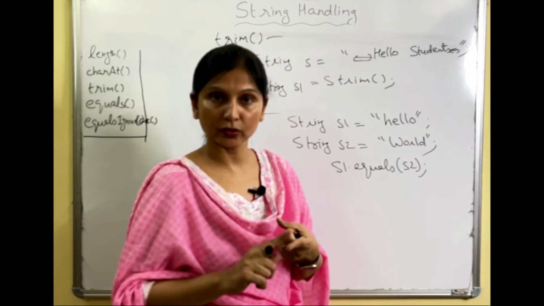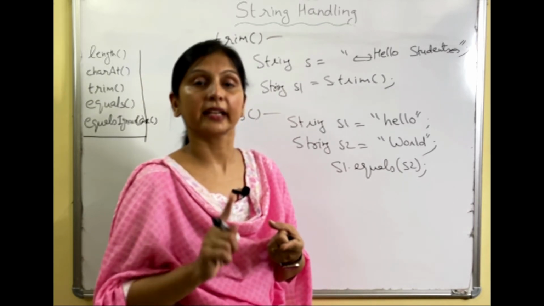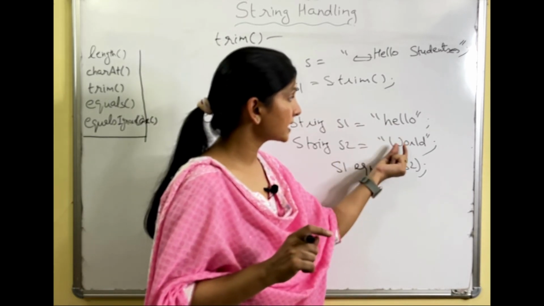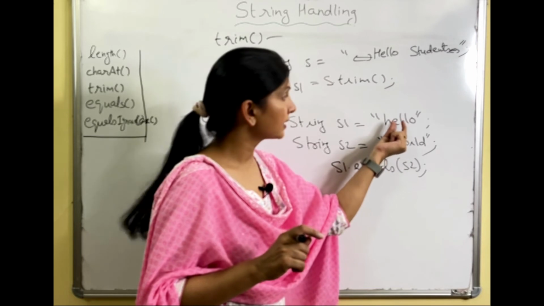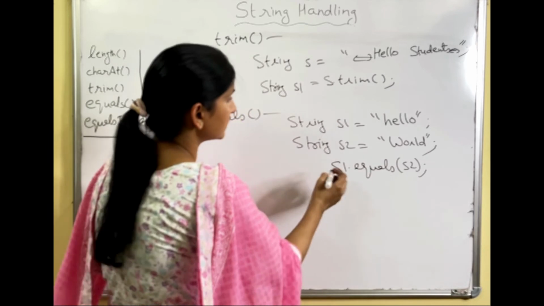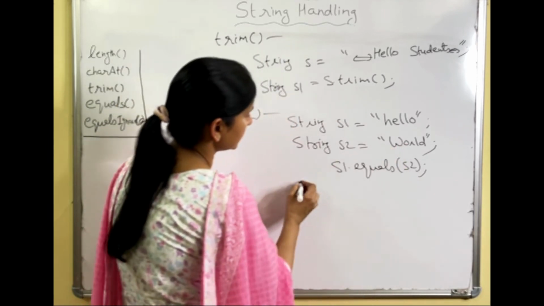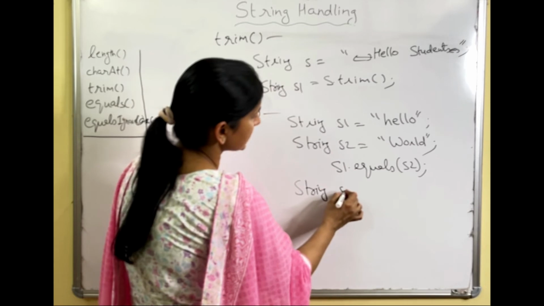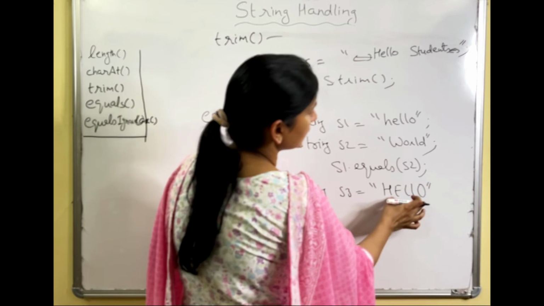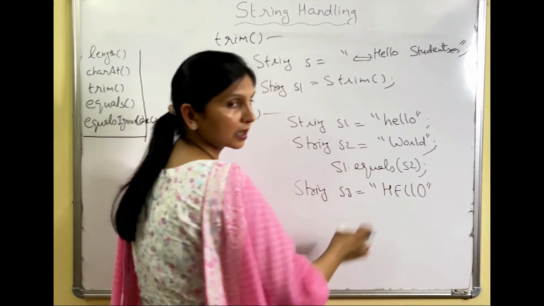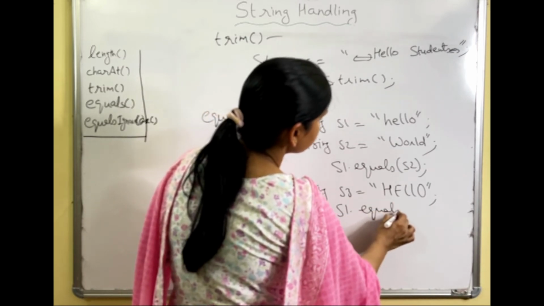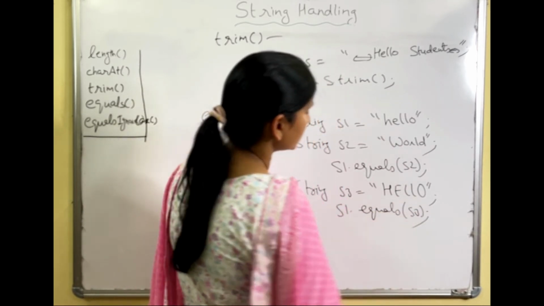When the length of the string is the same, the characters are the same, and the cases match. If it is lowercase, it should also be lowercase. If e is lower, then this e should be lower. For example, if I take string s3 as hello, this is again hello, but this one is in lowercase and this one is in uppercase. And if I write s1.equals(s3), will it be true or false?